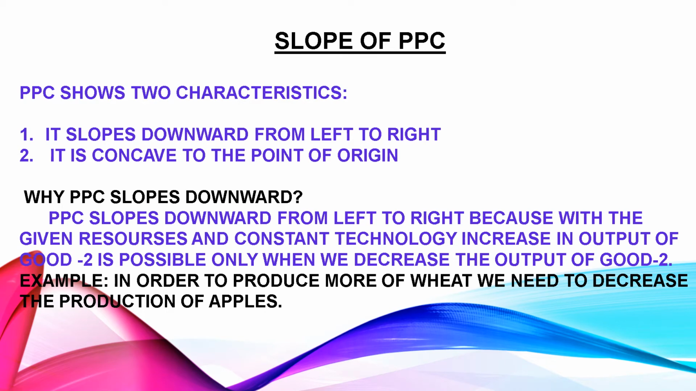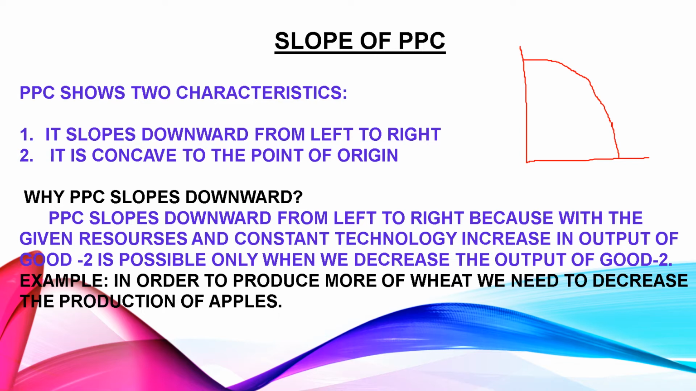So today's topic is slope of PPC. PPC shows two characteristics. First, it slopes downward from left to right, and second, it is concave to the point of origin. Before also we have drawn PPC. It is in the shape like this. So here we can see that it's sloping downward from left to right and it is concave to the point of origin. So why is it so?